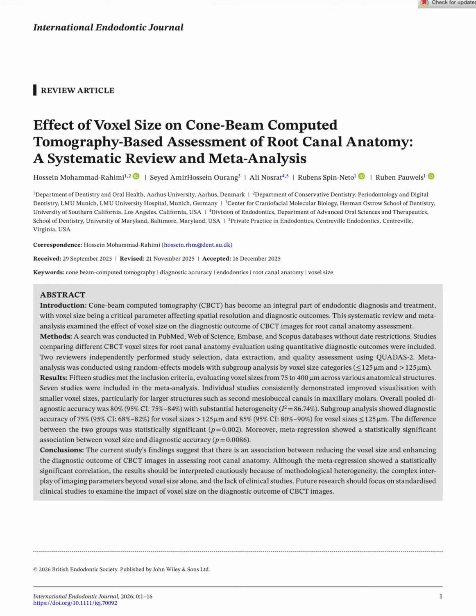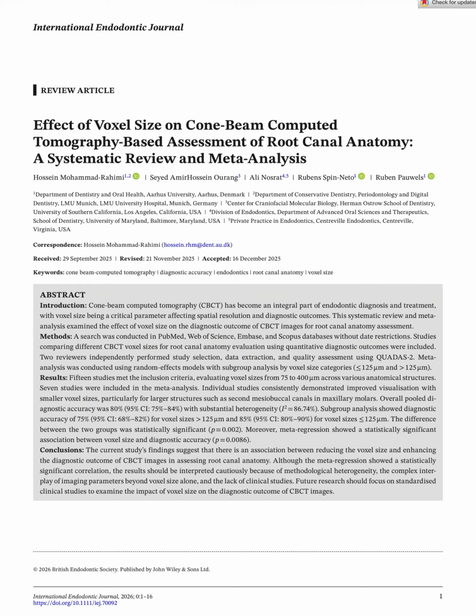For the subgroup by voxel size, larger than 125 micrometers, pooled accuracy was 75% and substantial heterogeneity was 85.04%. Less than 125 micrometers, pooled accuracy was 85% and the substantial heterogeneity was 81.68%. The difference between subgroups was statistically significant, indicating better performance in the less than 125 micrometer group.